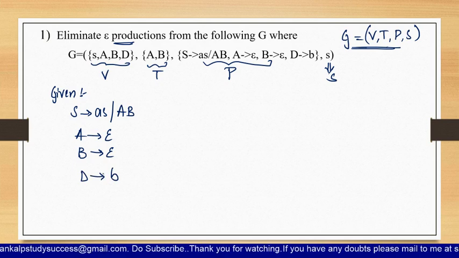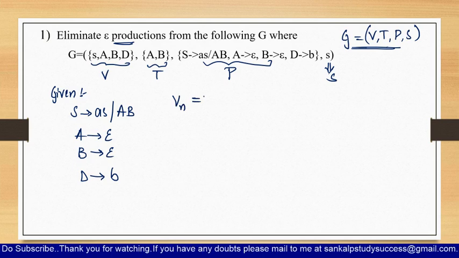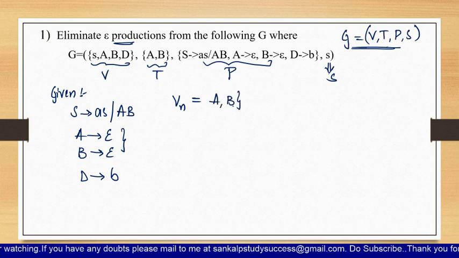Now, let us take each and every production, then we are going to see where we are going to get epsilon or not. So first of all, let us write the nullable variables. Vn is nothing but nullable variables. That means here, if you see directly, A tends to epsilon and B tends to epsilon are the null productions, where you can eliminate those null productions very easily. That means we are going to eliminate A and B, correct? So these are the nullable variables.